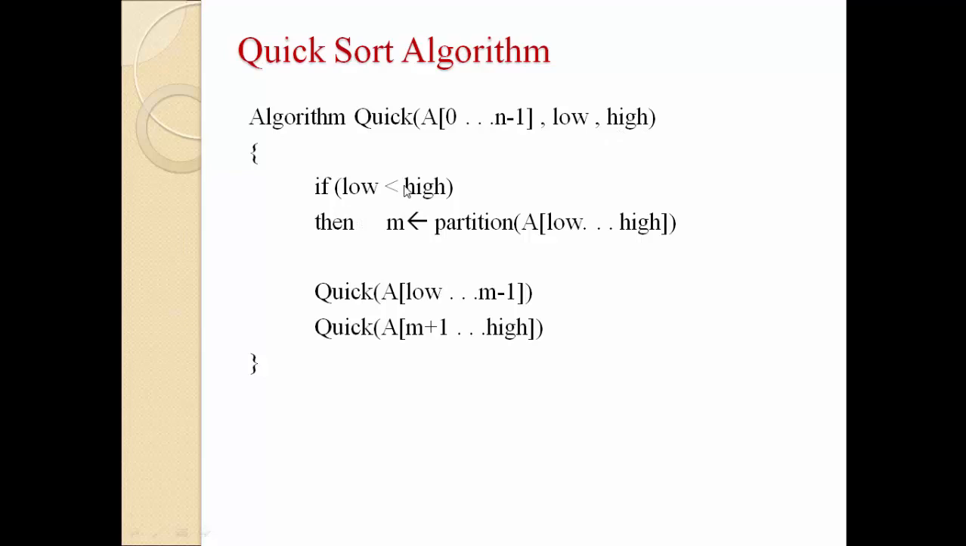If low is less than high, it means that if more than one value is there in the list, we partition it. If there is only one element, there is no need to divide into different parts. If more than one value is there in the list, we have to partition into different parts. So call the partition function and pass the array of elements as an argument, with the first element as the low element and the last element as the high element.